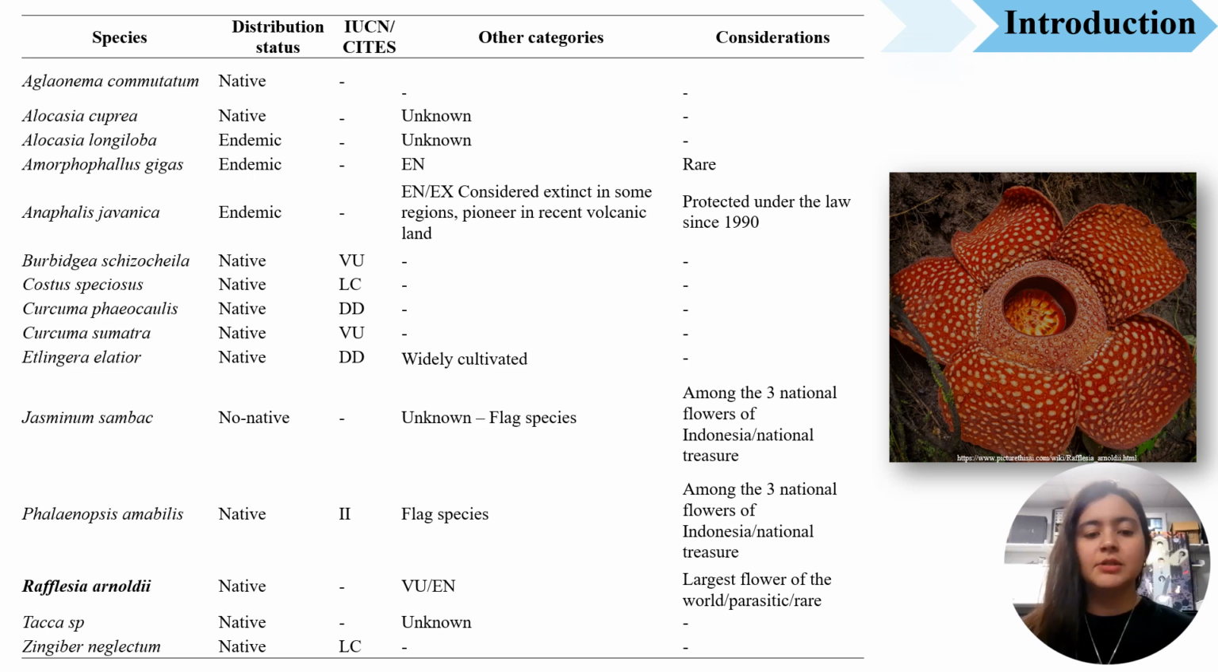And finally, the species Rafflesia arnoldi is considered only at the local level as vulnerable and endangered, and it happens to be the largest flower of the world.